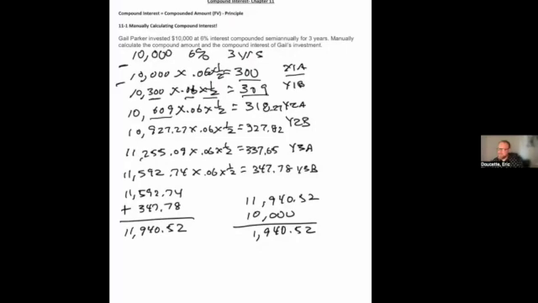I multiplied that by the 6% and the 1/2 year, and it came out to 318.27. So I added that to the 10,609. It came out to 10,927.27. I ran the interest on that. It came out to another $327.82. So I added that. That gave me 11,255. I ran the interest on that. That was year 3, the first 6 months.